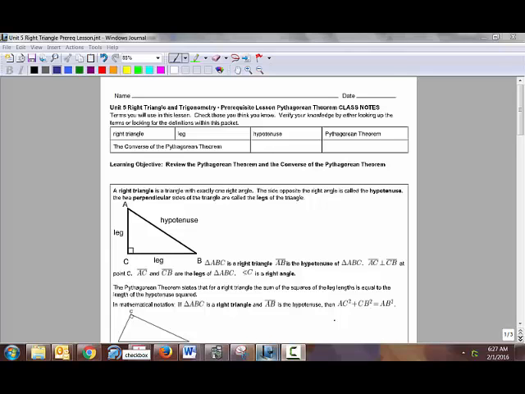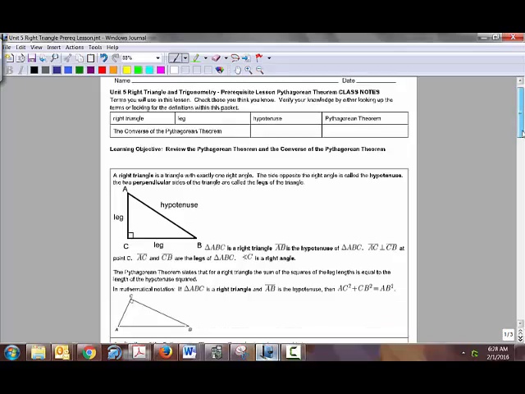Okay, today we start a brand new unit, Unit 5. We have some prereq topics we're going to cover before we get into the meat of the lesson. And this first prereq topic has to do with Pythagorean theorem and its converse. We talked about this last unit.